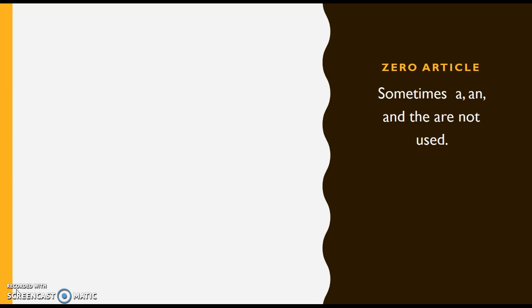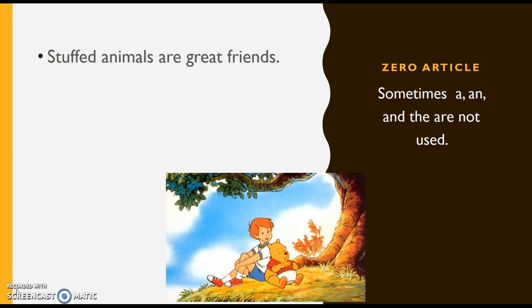As we discussed, there are things called zero articles, and they're used when a, an, and the are not required. So, for instance, when you talk about a noun in general terms, no the is needed. The is needed to describe specific nouns, as we've already discussed. So if you just want to refer to stuffed animals in general, you would not say these stuffed animals are great friends. You would say stuffed animals are great friends.